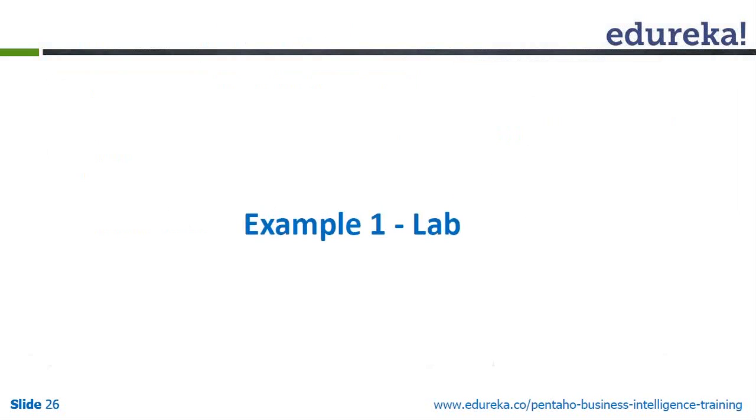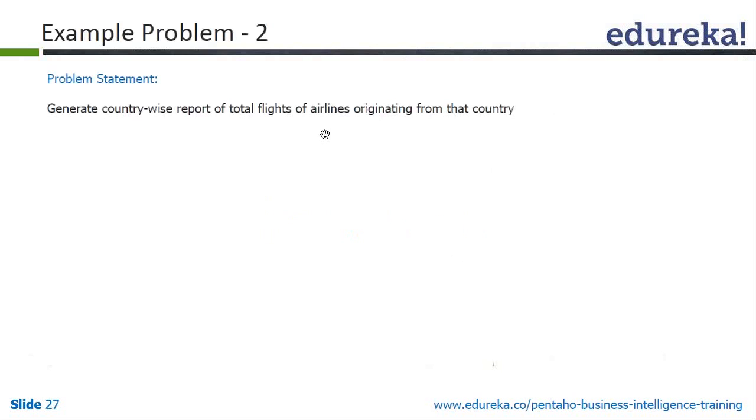So let's move ahead. So there is a lab. I hope you guys are familiar with the LMS so far. So you can download these examples from the lab, example lab. Now here is another set of problems. Generate a country-wise report. So we have seen total flights. Now we have to generate country-wise reports so that we can classify all the airlines based on their country, the country to which they belong.